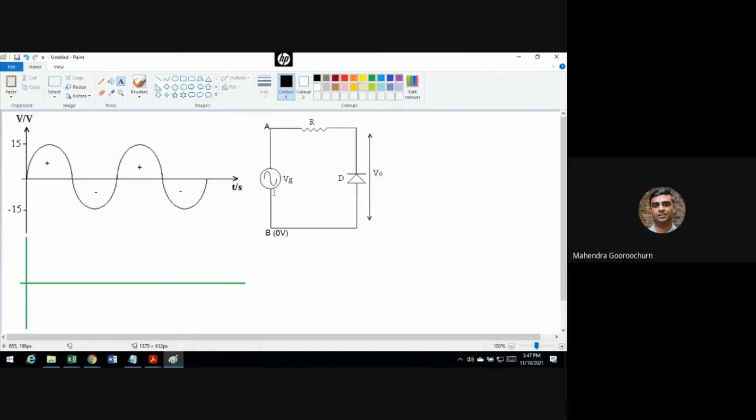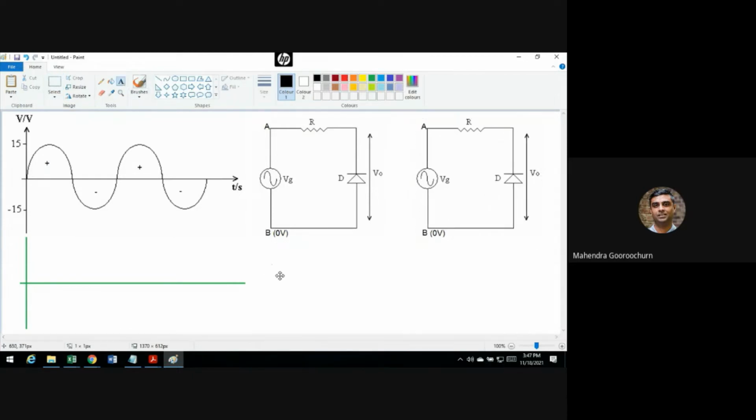If that's positive with respect to B, current is trying to flow in this direction, and the diode is reverse biased. So just like we did earlier, I would encourage you to write this down if you want. I'm just going to do that to help you. You're going to write it like this.